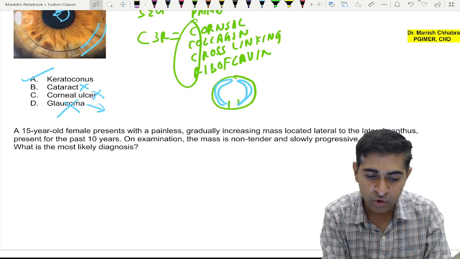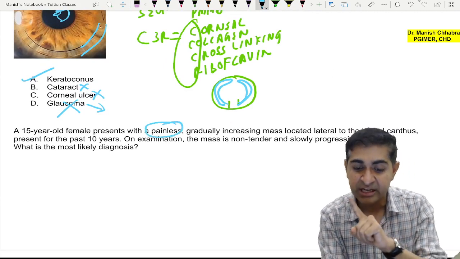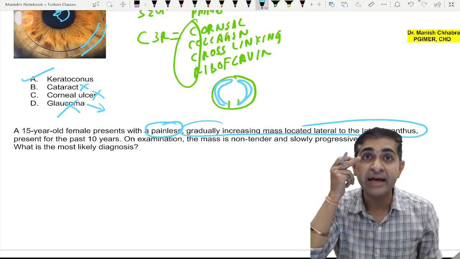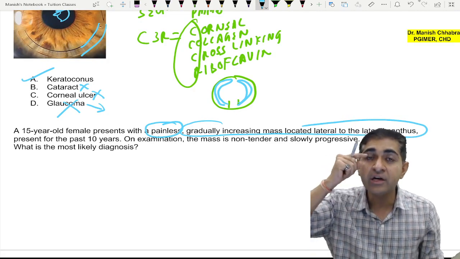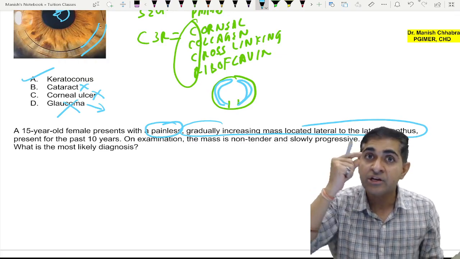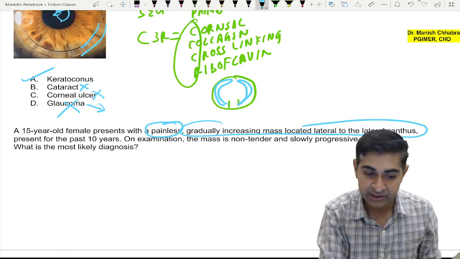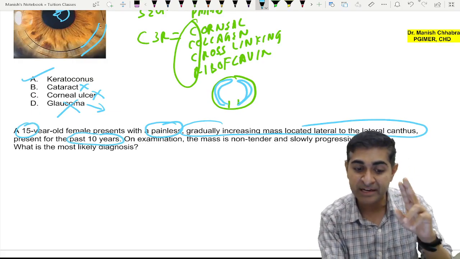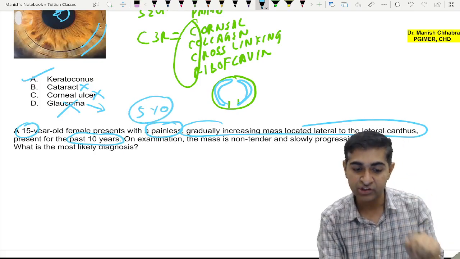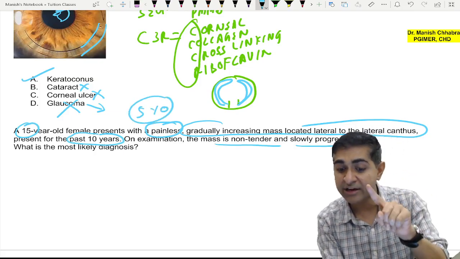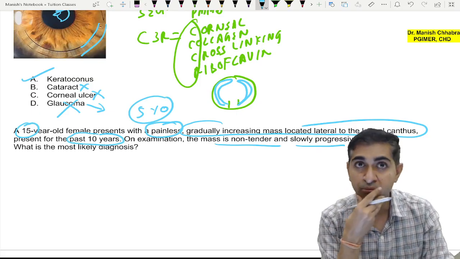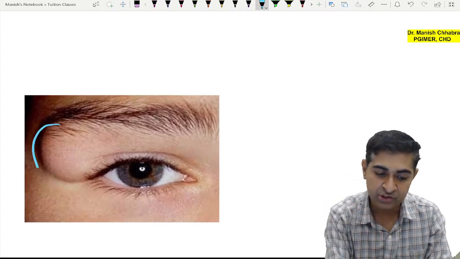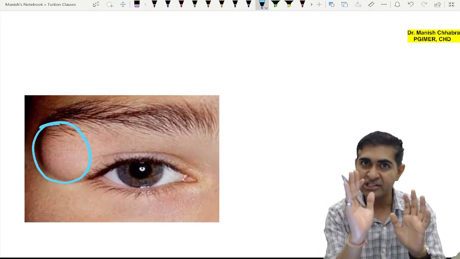Now, a 15-year-old female presents with a painless, gradually increasing mass located lateral to the lateral canthus. The canthus is the region where the upper and lower eyelids meet: medial canthus, lateral canthus. It has been present for the past 10 years, and the age is 15 years, which means it is present since 5 years of age. On examination the mass is non-tender and slowly progressive. What is the most likely diagnosis? There was an image which was asked. This was the image. Can you appreciate that there is some mass?